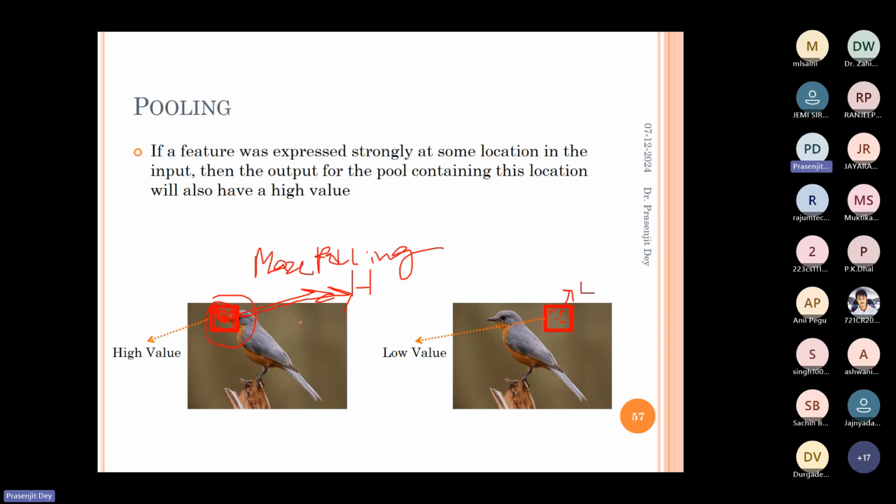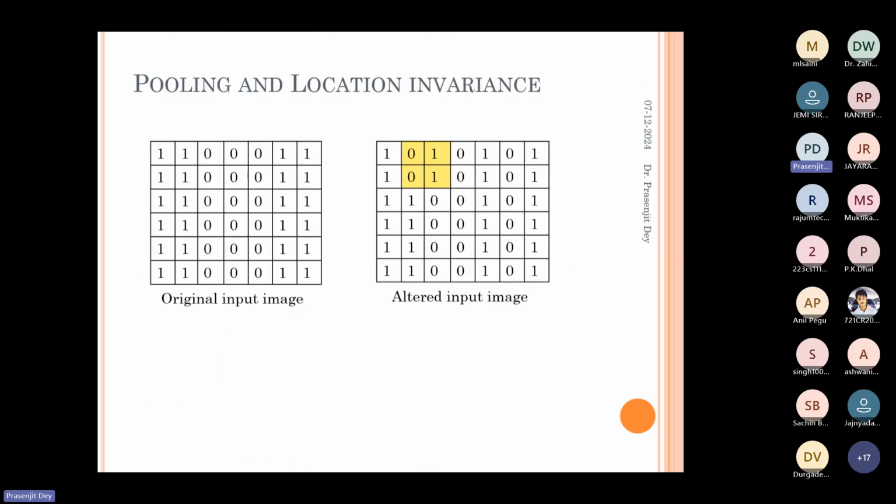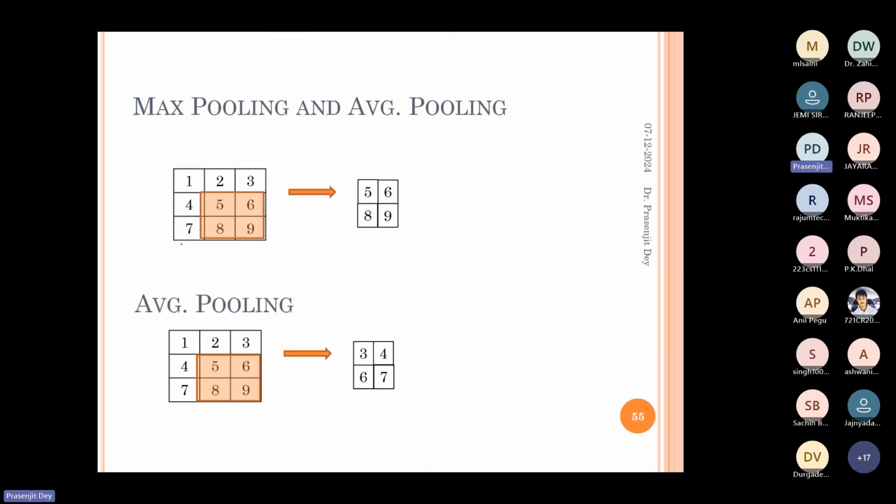So in average pooling, suppose a beak is present. Here the beak of the bird is there. That is why it is giving a very high value, 9.